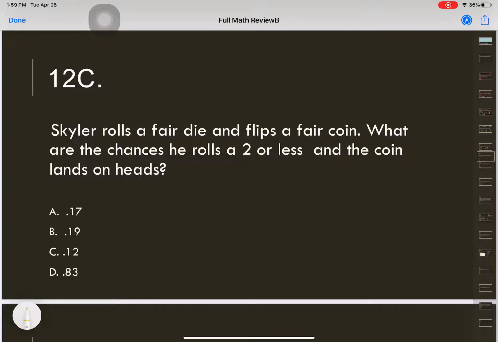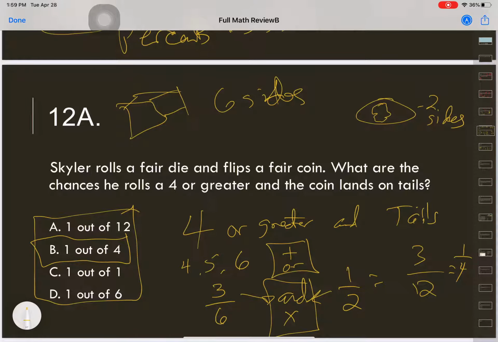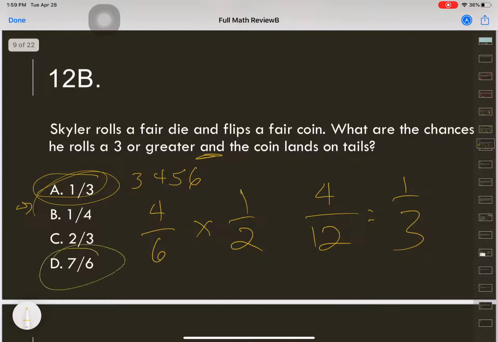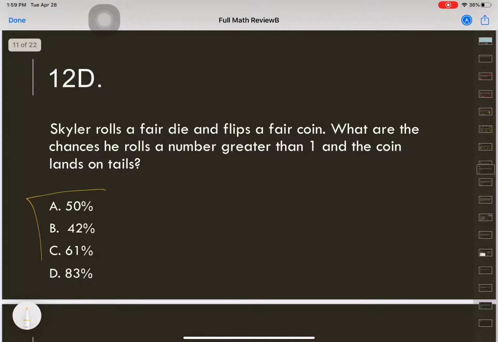Yet again, let me show you real quick what we're doing in each of these. A is a written out probability. B is a fractional probability. C is a decimal. And the last one is a percentage. Four different ways they can present the exact same type of question. That's just something you're going to have to deal with, the conversions.